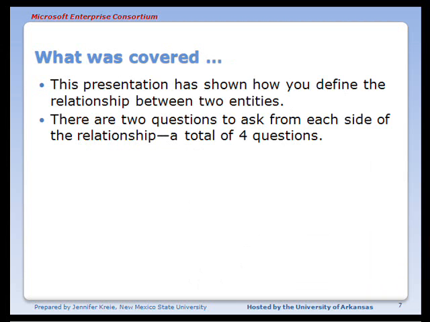So what you've seen in this presentation is how you can ask questions, two questions from each side of the relationship, and use those questions to set the minimum and maximum cardinality.